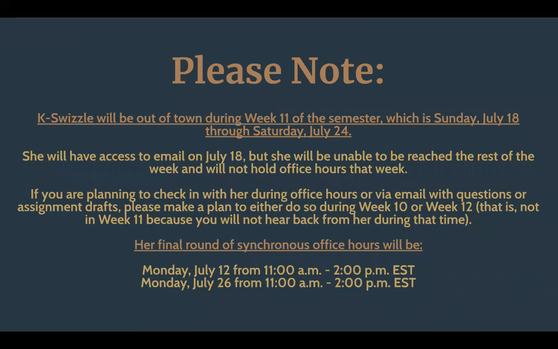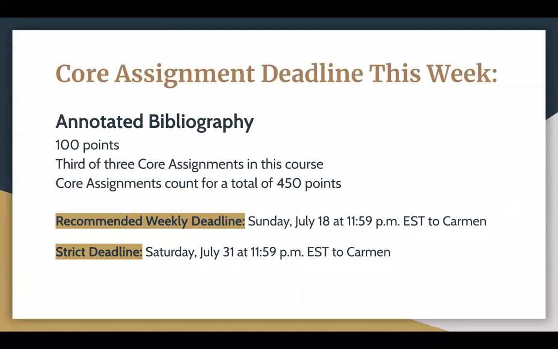I'll be available this week and 2 weeks from now via office hours and email, but I won't be available next week. So let's talk about the core assignment deadline for this week, which is the annotated bibliography. Now this counts for 100 points. And again, it's the third of 3 core assignments in this course. And core assignments count for a total of 450 points towards your grade. So they're a pretty massive chunk.